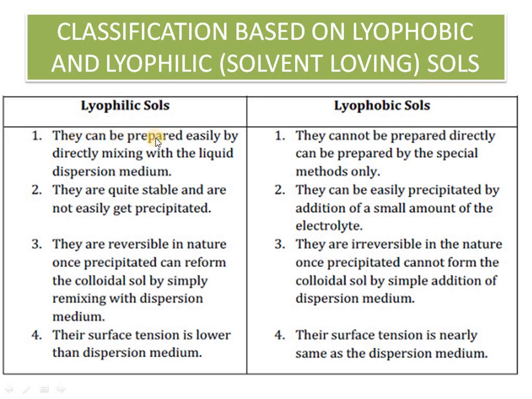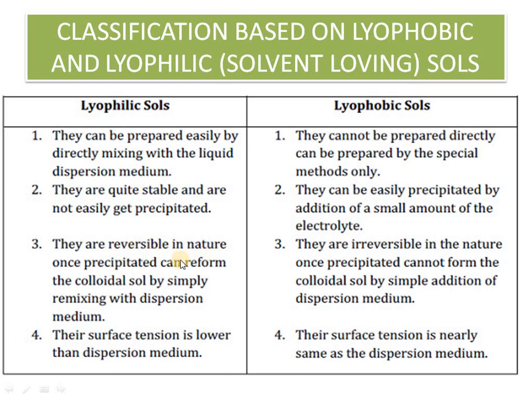So what are the differences? It can be prepared easily, because it is water loving. Here it cannot be. Second, it is stable, yes, because it is water loving. Here it is easily precipitated, it's not stable, simply by addition of a small amount of electrolyte. How can you remember this? For example, you have muddy water with dirt particles. What are we doing? We are adding alum. Alum helps in the settling, and settling means precipitation. So precipitation is linked with lyophobic.